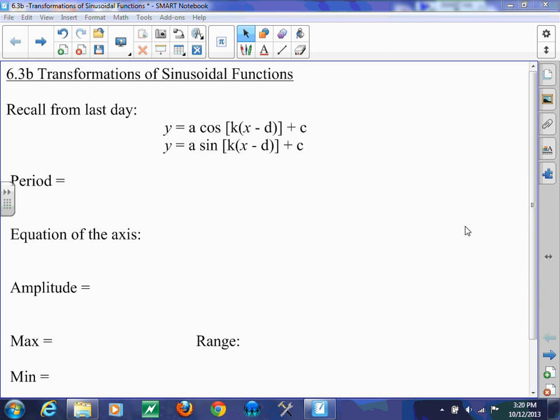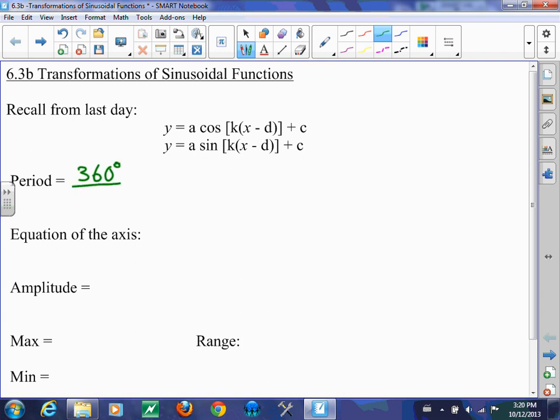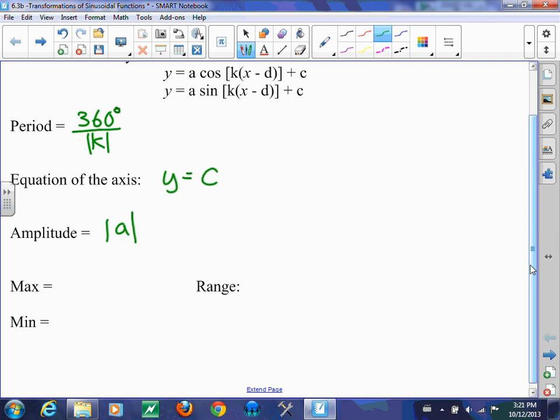So let's just remember, ladies and gentlemen, a couple things that we should have learned from last day. To start with, we have our period. So the period is 360 degrees divided by the absolute value of K. Your equation of axis is that y equals c. Your amplitude equals the absolute value of A. Your max deals with a couple things. It deals with your axis, which is C, plus your amplitude, whereas your min is C subtract your amplitude.